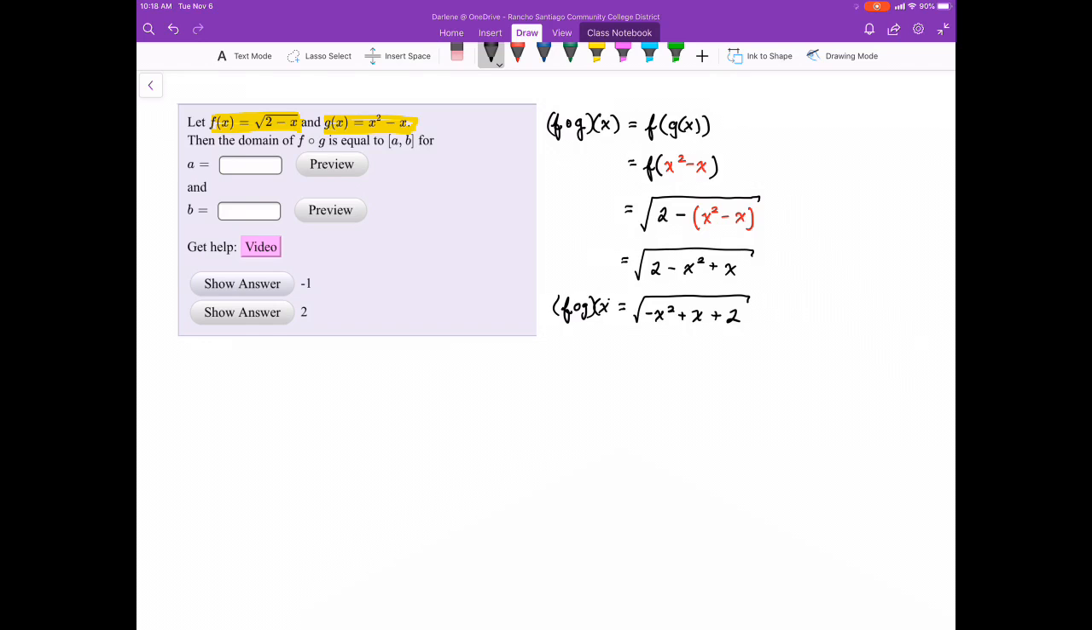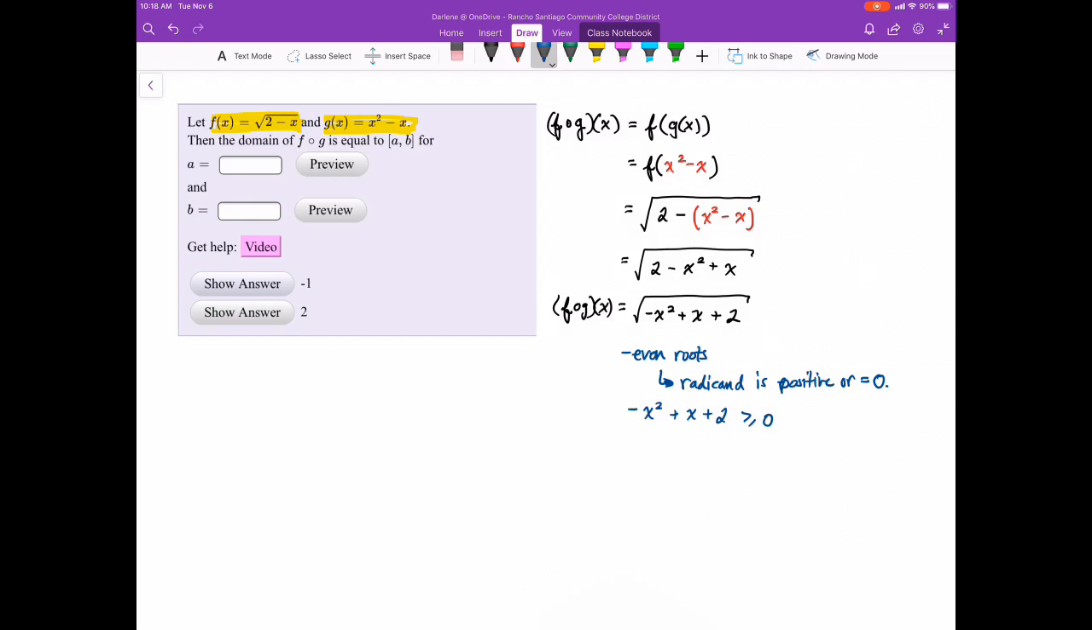So here, with radical functions, specifically with even roots, there's a restriction on the domain, right? And that is where the radicand has to be positive or equal to 0. So we have to find where the radicand, negative x squared plus x plus 2, is greater than or equal to 0.